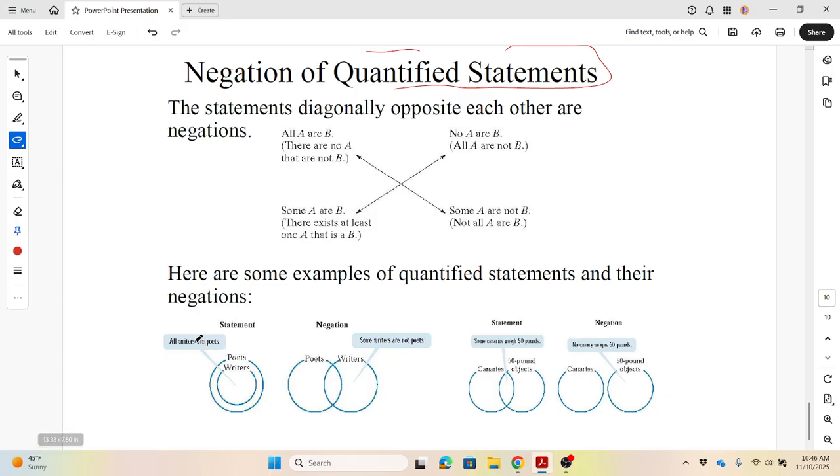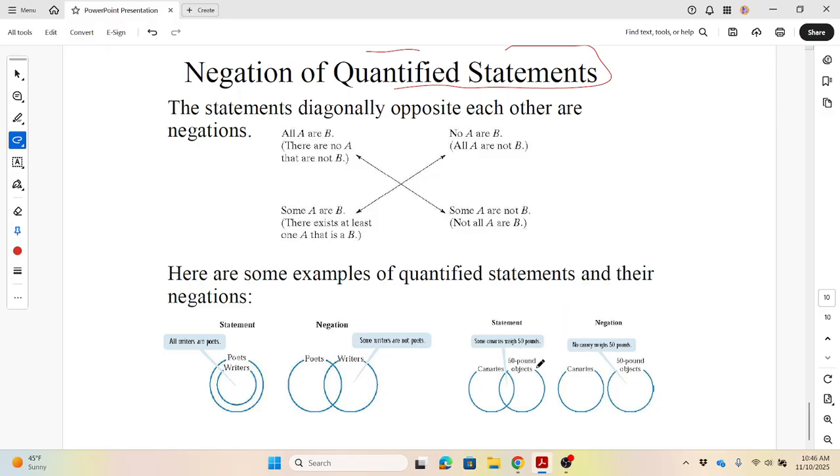Here are some examples of quantified statements and their negations. Statement: all writers are poets. So writers are inside the poets. What is the negation of that? Some writers are not poets. If you want to use the Venn diagram, it's supposed to be outside the intersection of poets and writers. Statement: some canaries weigh 50 pounds. The negation is no canary weighs 50 pounds. The negation of some is no.